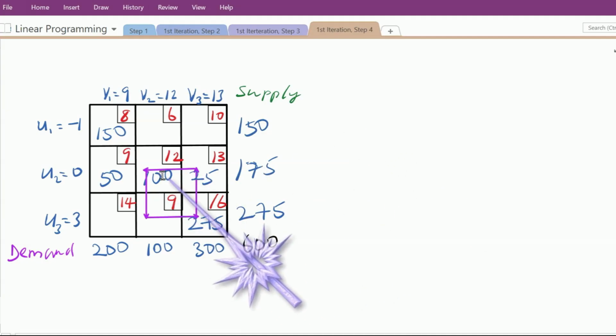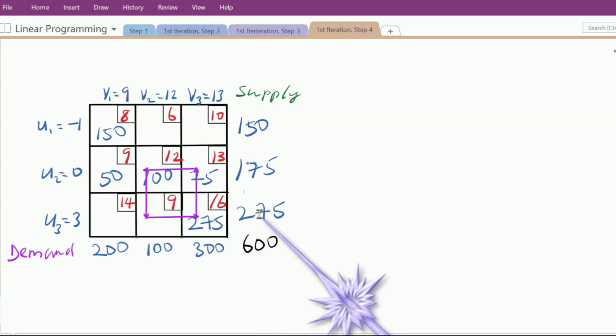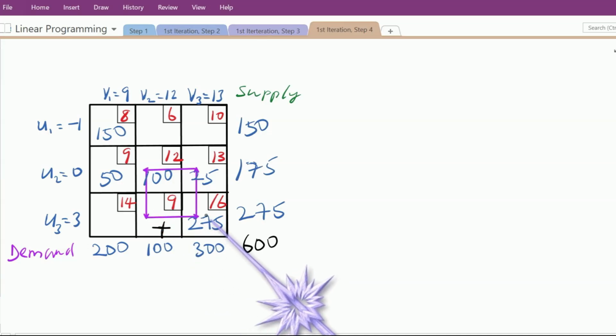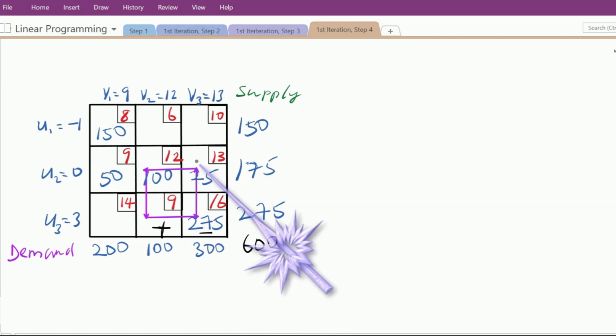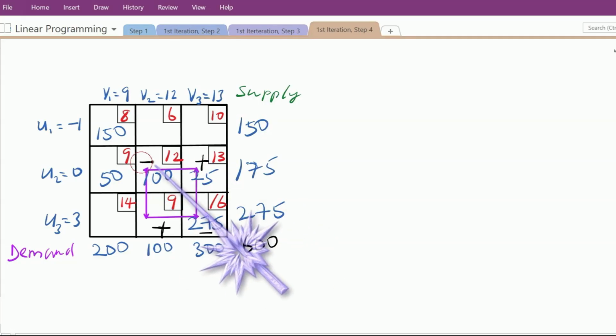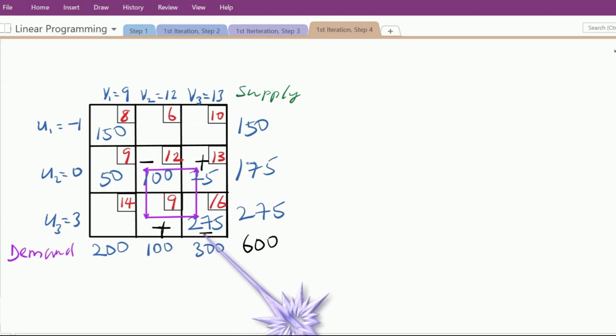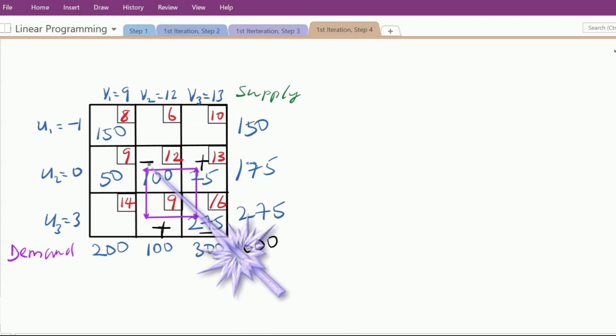Remember this 100, this is 275. This is the starting point of the loop. You now write there, this is the starting point. We're going to the right. There will be positive. Here will be negative. Here will be positive. And here will be negative. That's the loop. Either you go this way, clockwise, or anti-clockwise. So this is negative, this is positive, this is negative.